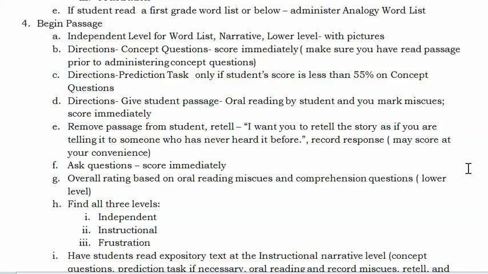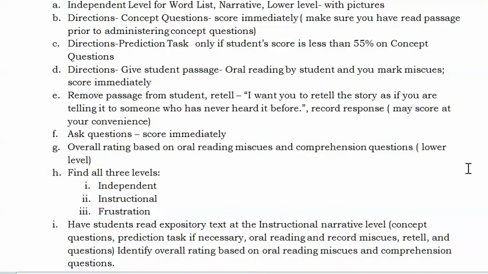If they score 55% or higher, you go on to having them read orally. If they score less than 55%, you need to ask them the prediction task. Once you finish the concept questions, and if necessary the prediction task, you have the students read the passage orally.